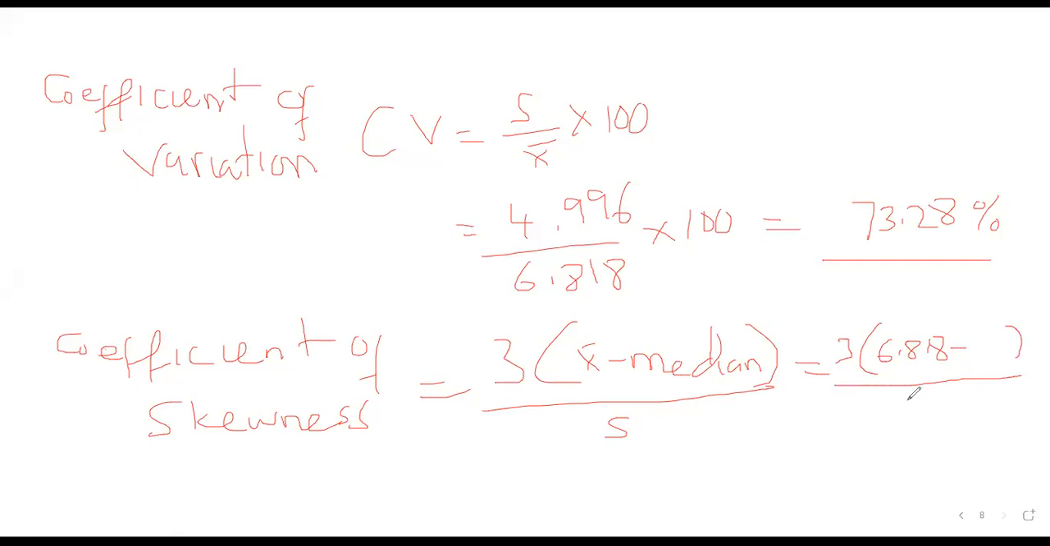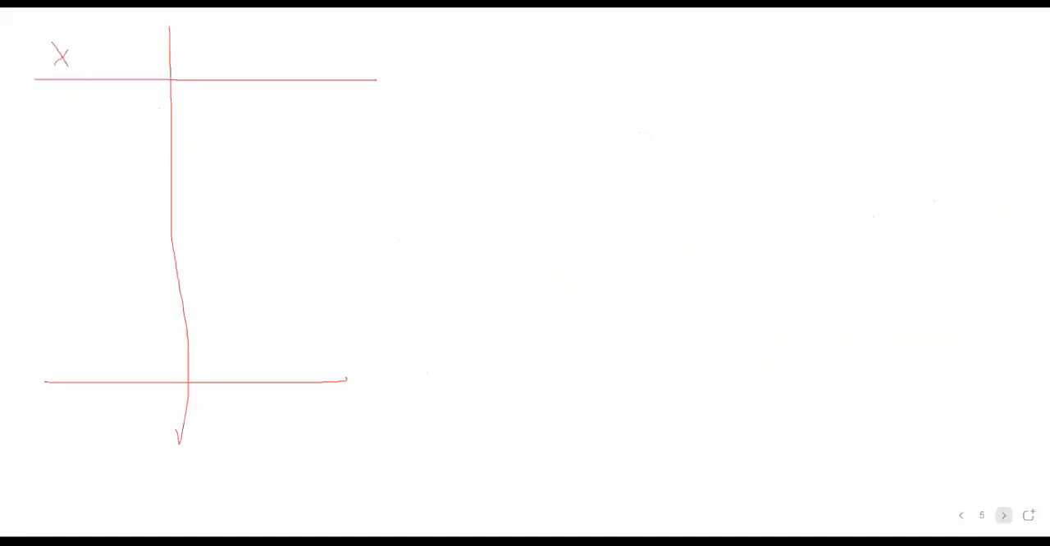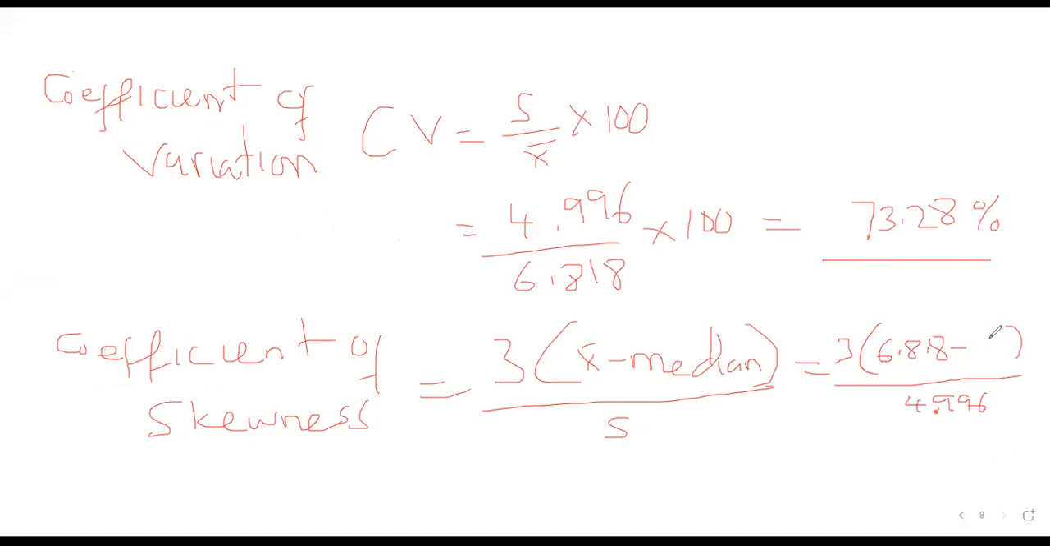Our standard deviation was 4.996. Then our median, remember our second quartile, was 6. So what do we get as our coefficient of skewness? Whenever the mean is more than the median, it means you have a skewness which is positive.